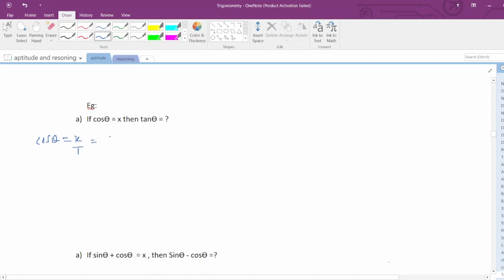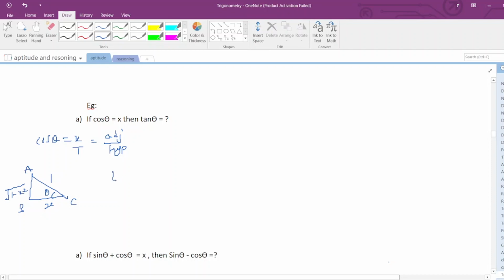So cos theta is adjacent side by hypotenuse, correct? So here, let's suppose this is theta, so adjacent side is x and hypotenuse is 1. Then what will we get here? If we write triangle ABC, AB square is equal to 1 square minus x square, so root over 1 minus x square. So this is what we got.